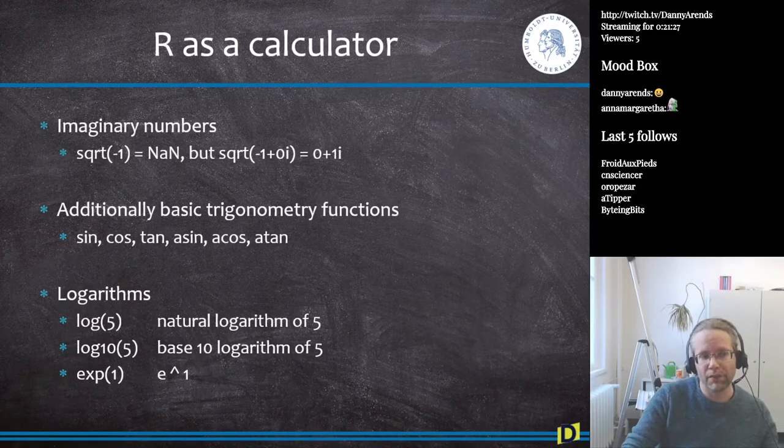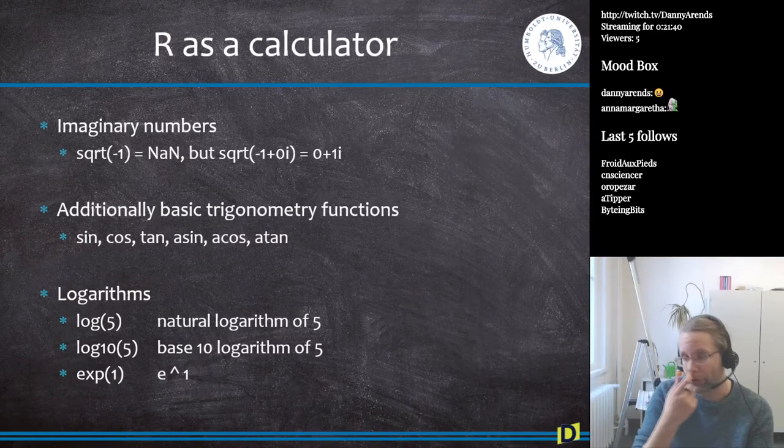R has built-in basic trigonometry functions, so if you want to calculate the sine, the cosine, the tangent, the arc sine, the arc cosine, or the arc tangent, it knows these things and they are built-in. So you don't have to write functions for this, they're just available to you.